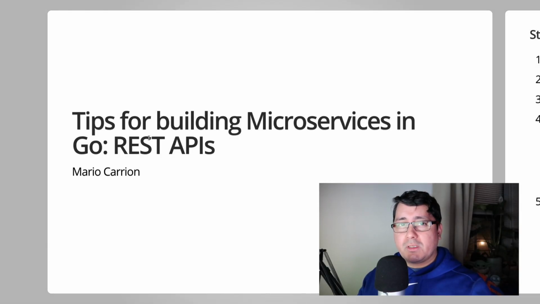In today's episode, I will be sharing with you another tip for building microservices in Go, specifically REST APIs. We will be talking about OpenAPI 3, how to integrate Swagger UI, and how to generate client code that is coming from our actual JSON API.